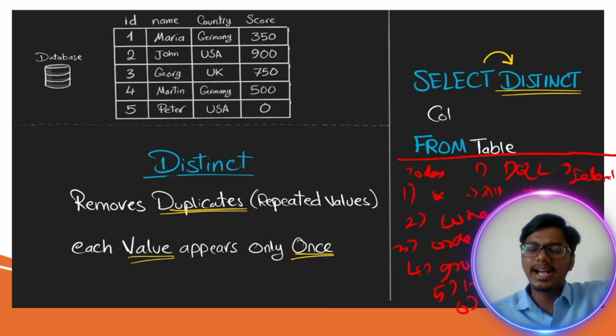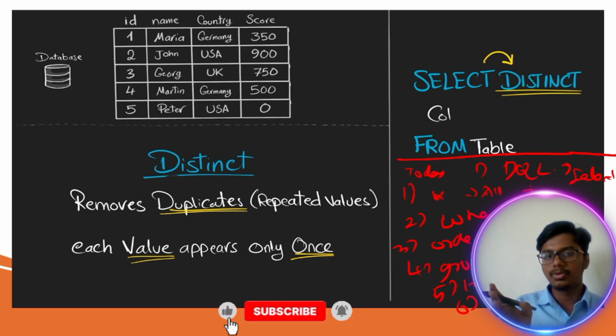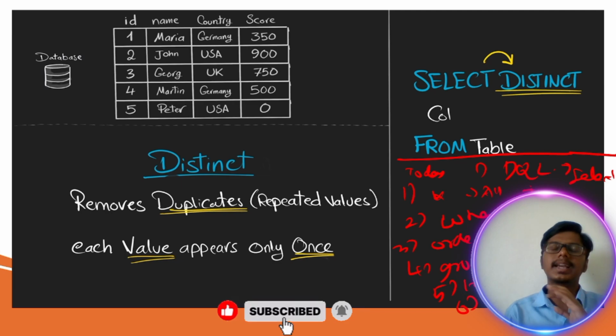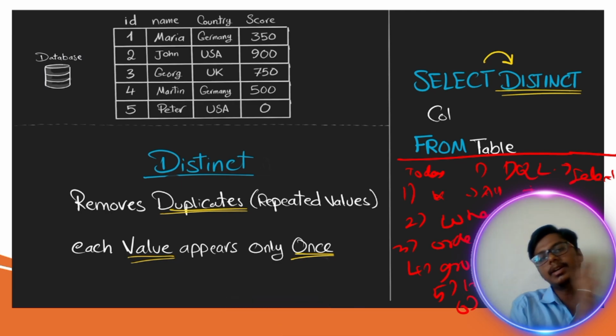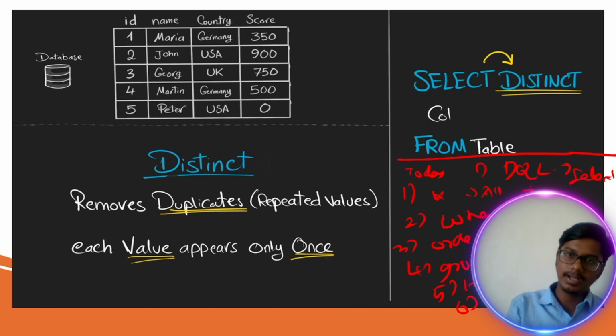So what is distinct? As the name suggests, it removes the duplicates. We want the distinct column values, with no repeated values. If users log in again and again on the same day, I just need the individual users. I don't want repeated users. That is where distinct comes in.